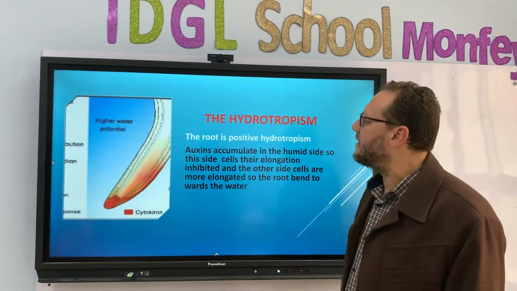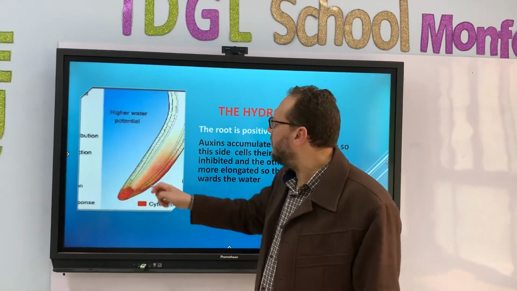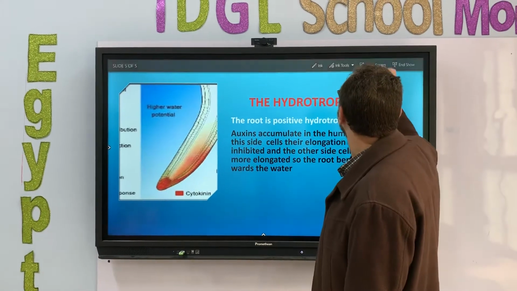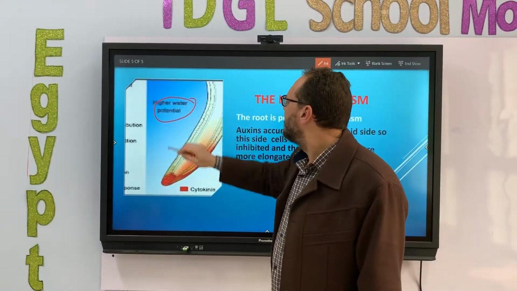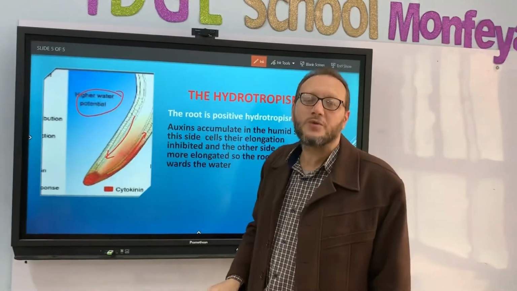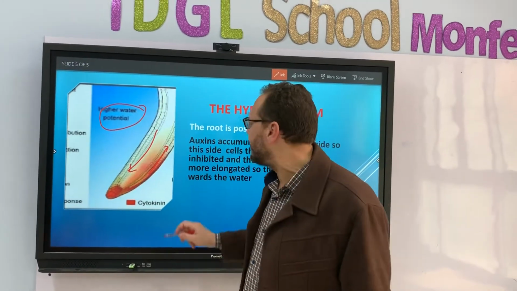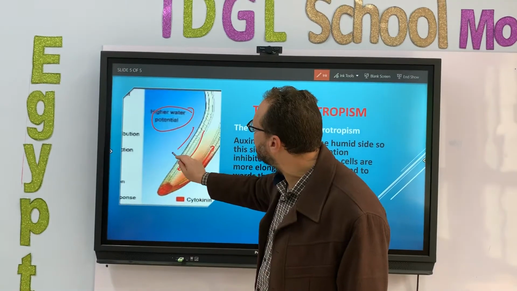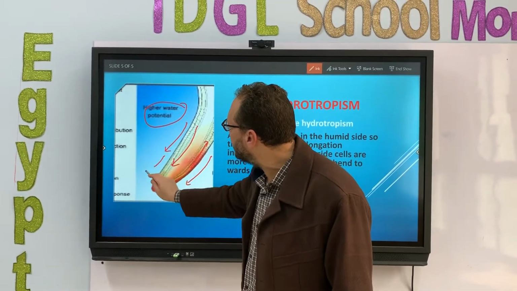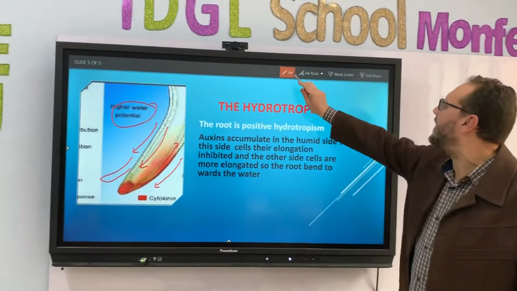Why? Let's examine this figure. When the plant obtains water from one side and the other side is dry, or the water is high on the right side and low on the left side, auxins accumulate toward this water. So the auxins here are at high concentration, and in this area they are at low concentration. As we mentioned many times, an inverse relationship exists between the concentration of auxins and the elongation of root cells. So this side will elongate less due to the high concentration, and this side will elongate more. As they are bonded with each other, the root will bend toward the humidity, so it will be positive hydrotropism, and here is the explanation.